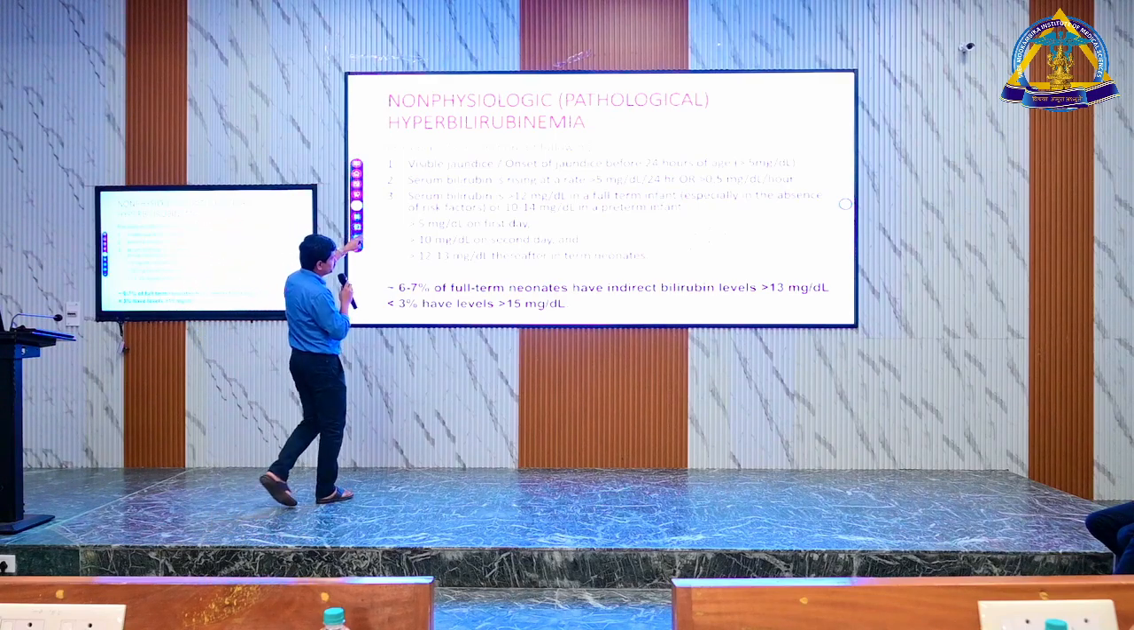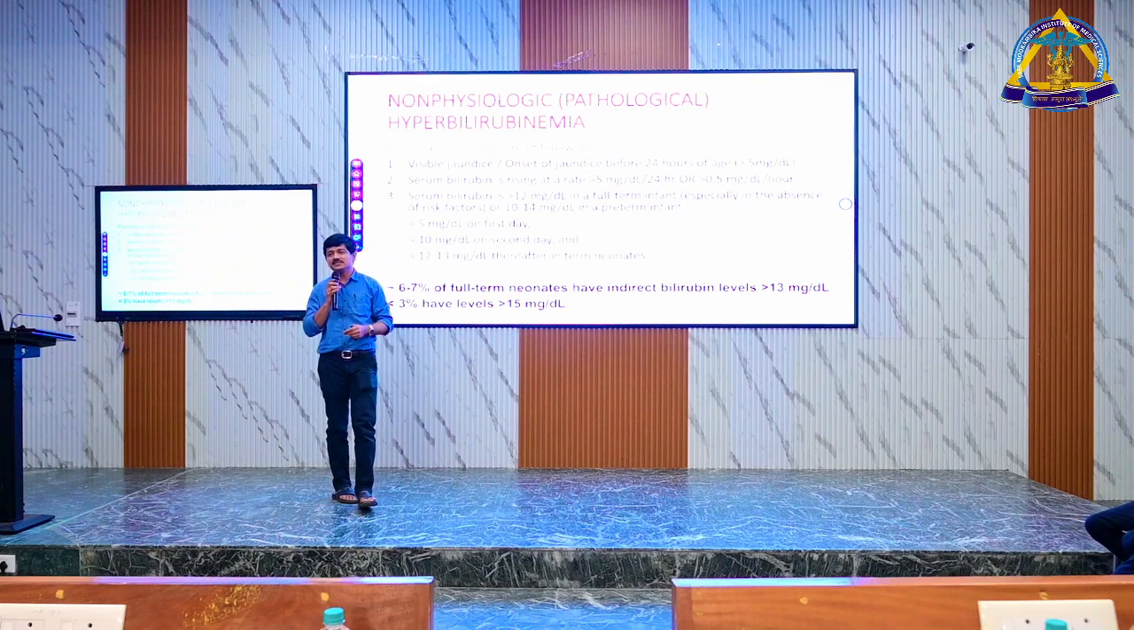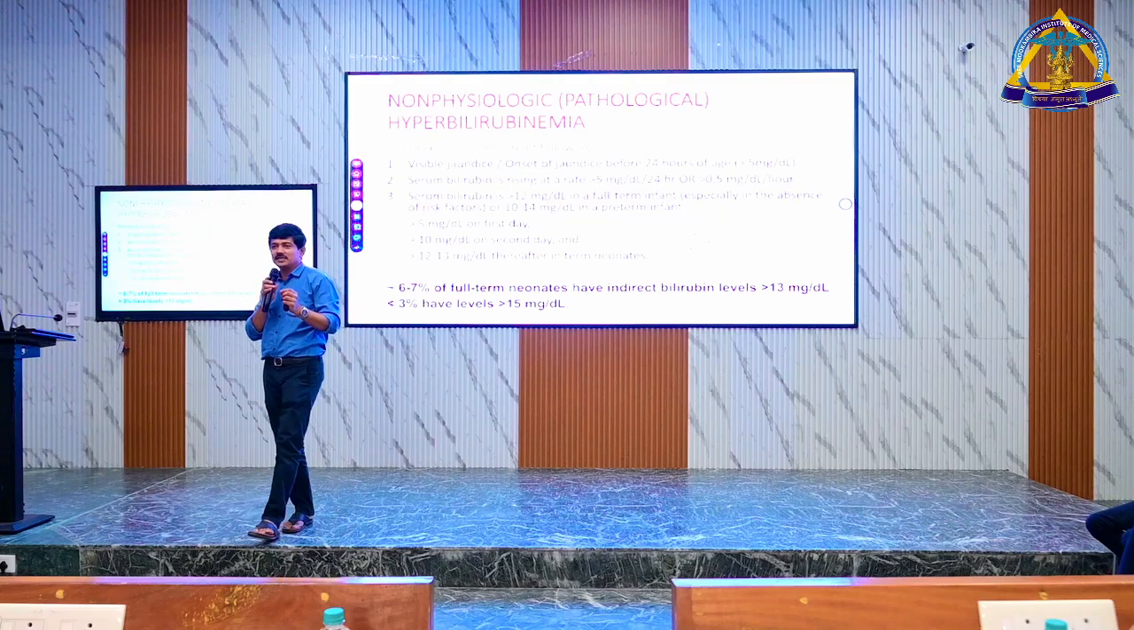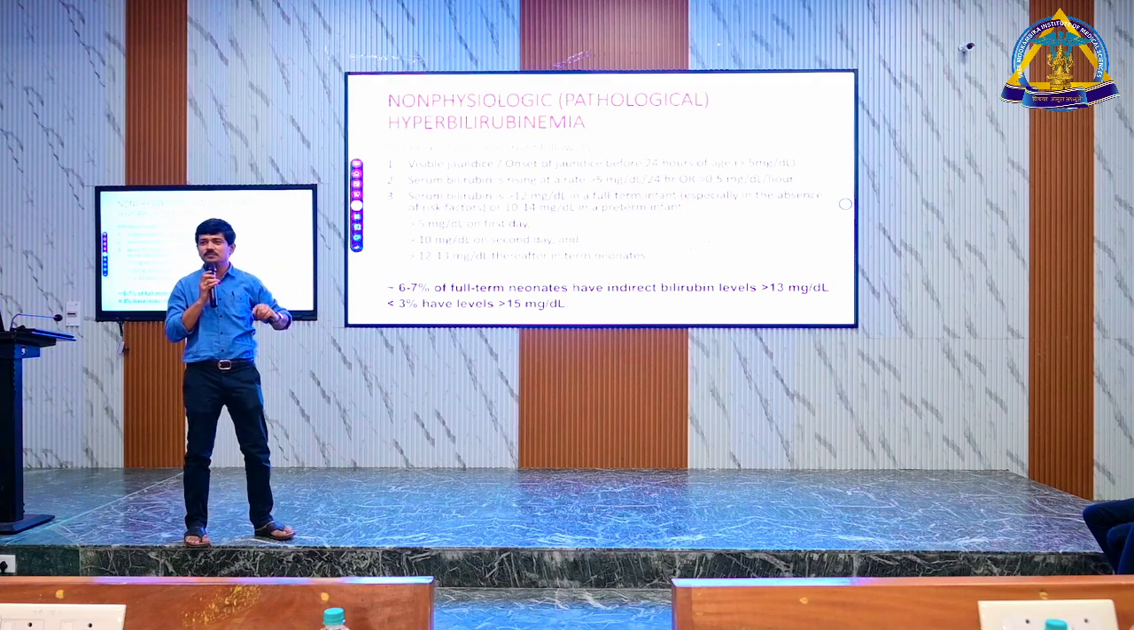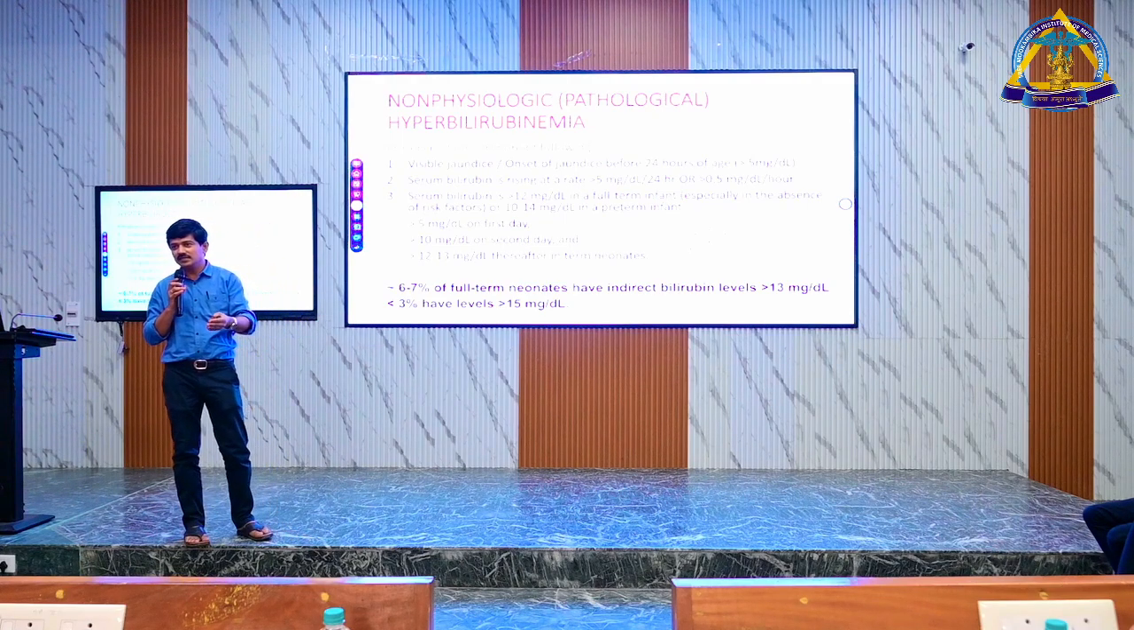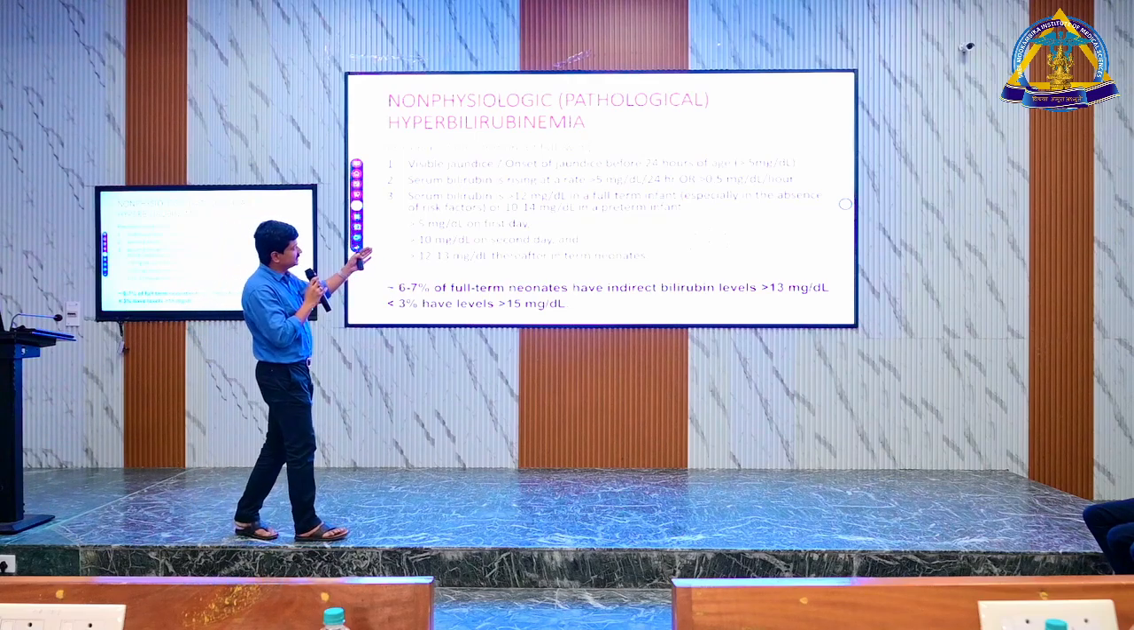So the second point is what? The rate of rise is more than 5 milligram per deciliter per day, or usually 0.5, but ideally 0.2 milligram per deciliter per hour. You have done bilirubin today, it is 5. Tomorrow you have done it, it is 12. What has happened? In one day it has increased by 7. That means to say, why is it increasing? Either there is increased bilirubin production. Something is abnormal in the baby. That is why the load is increasing.